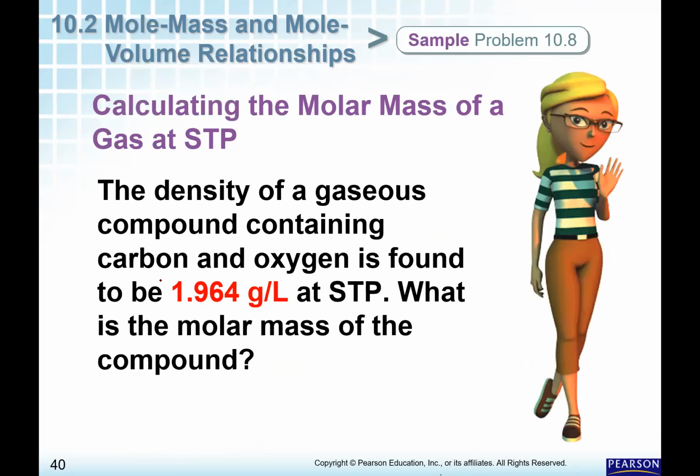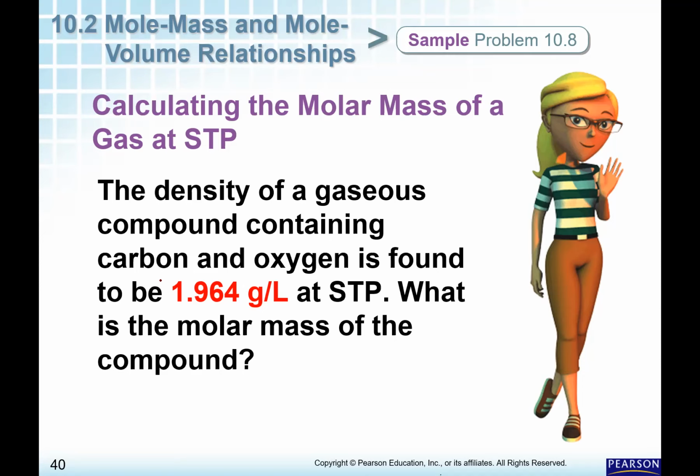Anyways, let's take an example and we will learn from there. The density of a gaseous compound containing carbon and oxygen. So he's telling you that it contains carbon and oxygen. That's information. And also, the density is equal to 1.964 grams per liter at STP. What is the molar mass of the compound?